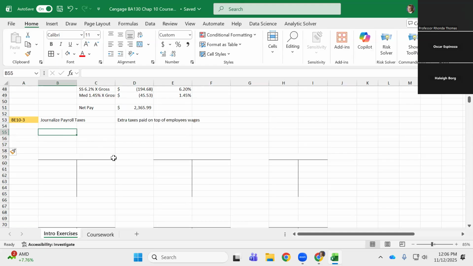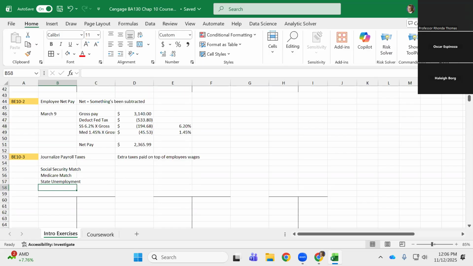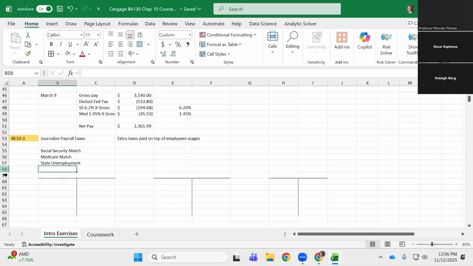The first one is you have to do a Social Security match. You have to do a Medicare match. You have to pay in state unemployment. Now, employees don't pay into state unemployment. The employer does. Okay?